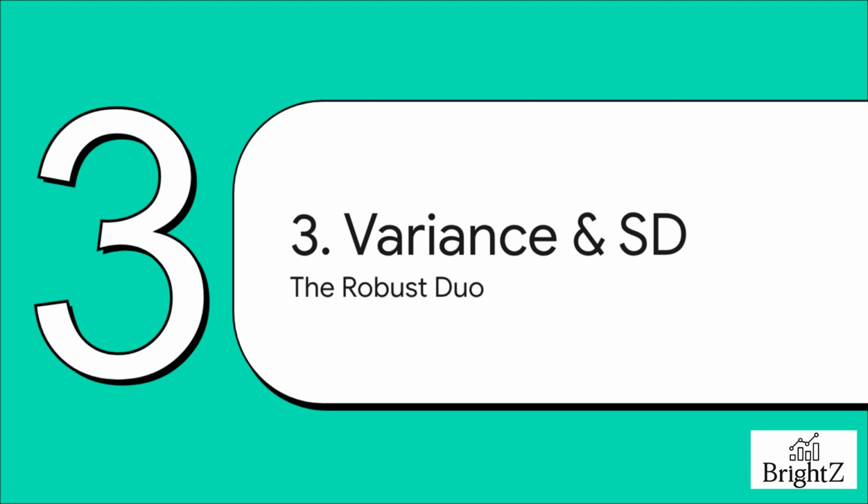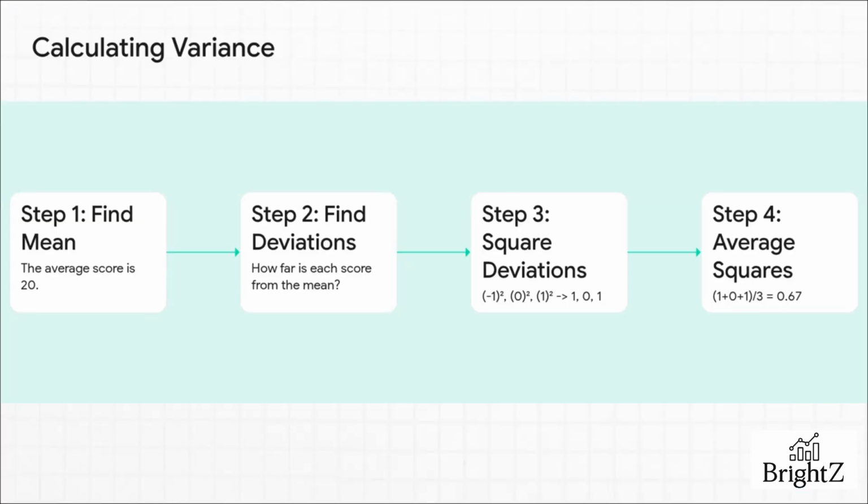And this is where the heavy hitters of statistics come in, variance and its famous partner, standard deviation. Now, I know this looks a little mathy, but hang with me because the logic here is actually pretty cool. Let's do this for our consistent player, player A. First, we get the mean. We already know that's 20.